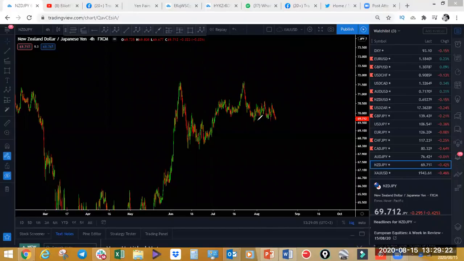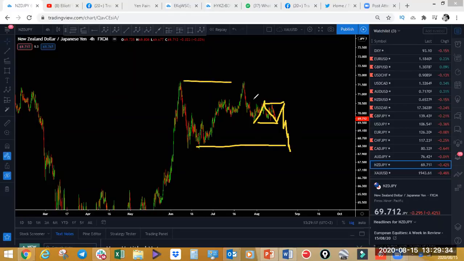What are we expecting on the New Zealand? Is this a three-wave move to the upside and making another three-wave and making another push to the upside, making this corrective structure? We're still looking for New Zealand yen to come and make this structure. A bit different to the rest of the yen pairs, possibly because of the weakness in the New Zealand itself.